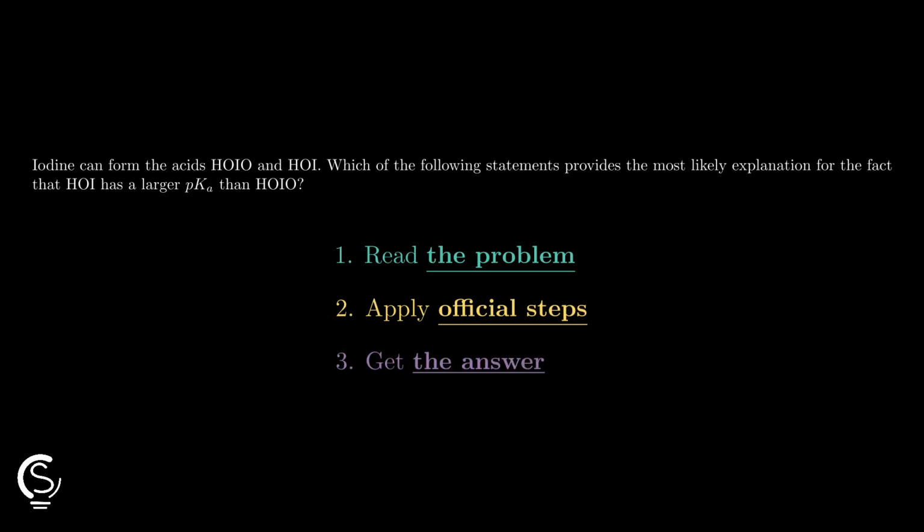Let's level up. Iodine acids are tricky, but we can solve this puzzle fast. Let's find why HOI has a larger pKa than HOIO right now.